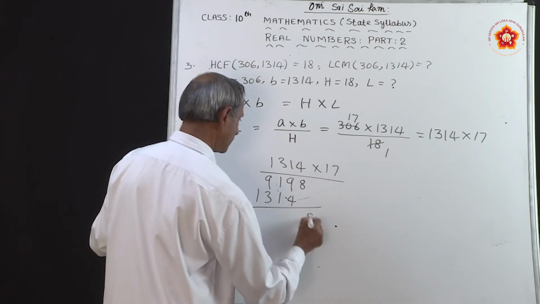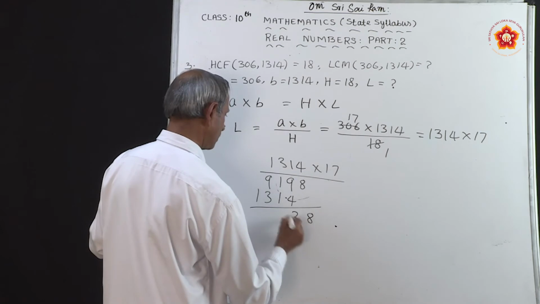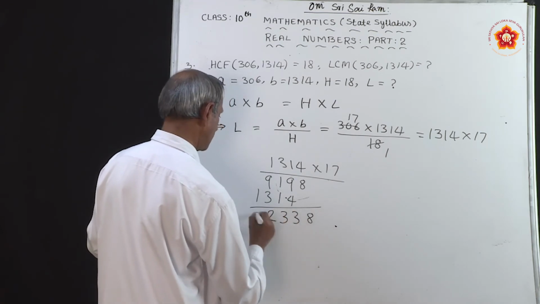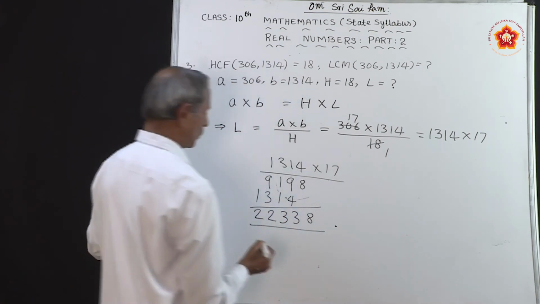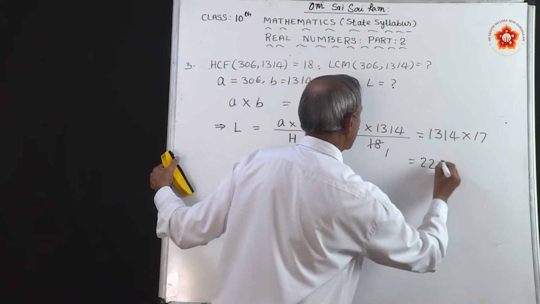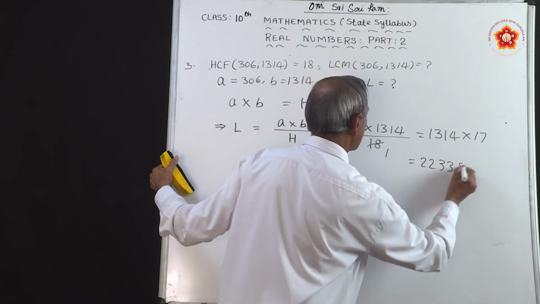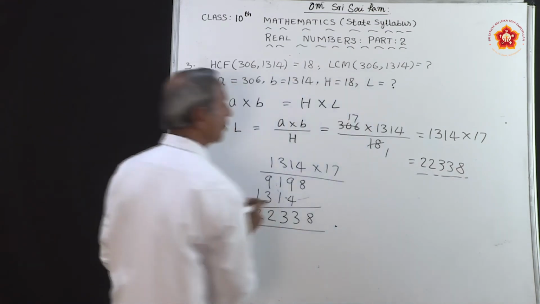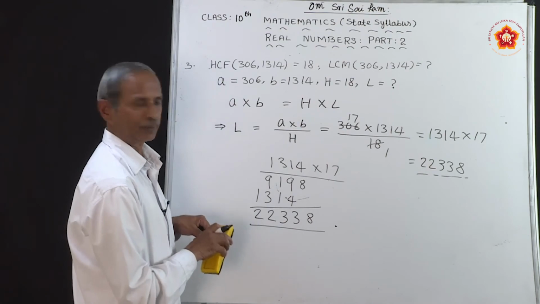Now, let us add. Now, we will get 22338. The answer is 22338. Now, this is the LCM of the given two numbers.